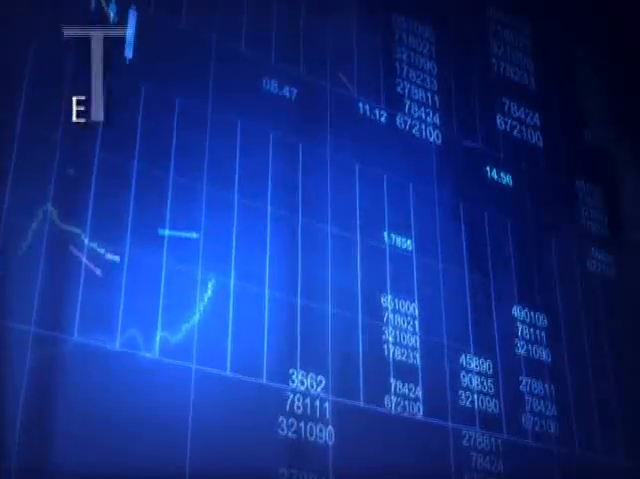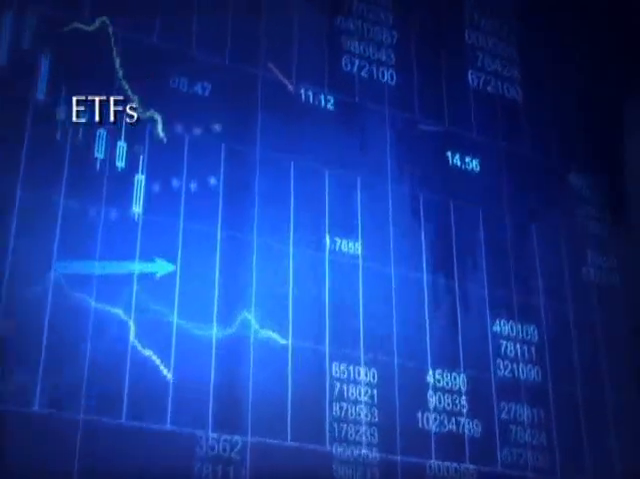ETFs, or exchange-traded funds, are traded much like stocks on the stock exchange. Trading currency ETFs gives you the potential to grow your wealth steadily without the unlimited risk of margin accounts or futures, with as little as $100 per investment, no matter what's happening in any of the investment markets.